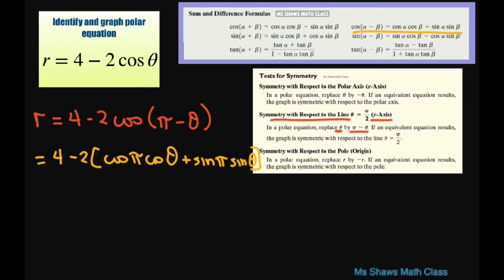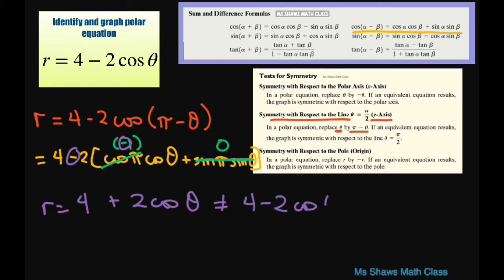All right. Sine of pi is 0, so this is just going to end up being 0. Cosine of pi is negative 1. So we get r equals 4, negative times a negative is positive, so you get plus 2 cosine of theta. This does not equal 4 minus 2 cosine of theta. So condition 2 fails. That means it's not symmetric to the line. Right now we only have it symmetric to the x-axis, not the y-axis.